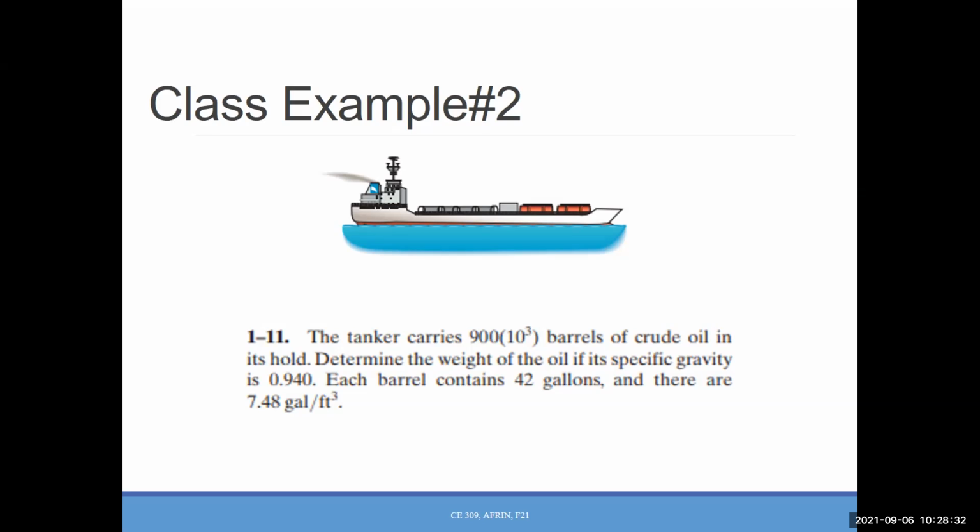I will name that as equation 1 maybe. Now, specific gravity of oil equals gamma oil over what? Gamma. What is the standard liquid? Water, right? Equals 0.94. Gamma oil equals 0.94. Can you tell me what will be the gamma W?